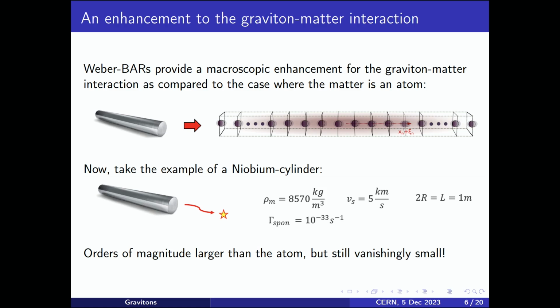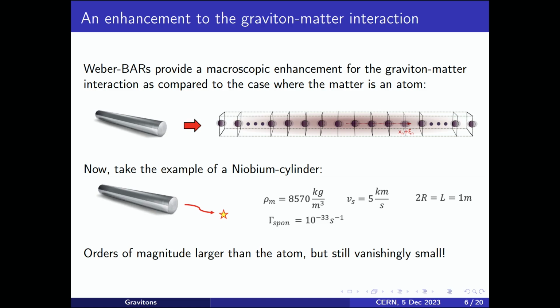The reason this is possible with Weber bars is that they provide a macroscopic enhancement for the interaction between gravitational waves and quantum matter, as compared to the case where the matter is an atom. I won't go into the details because it's in the paper and also studied to death in the literature. But basically the Weber bar's mass scales with the number of atoms that are vibrating in the Weber bar. And this provides an enhancement with the mass of the system, which enables the rate I was showing you before, about the interaction with the gravitational field vacuum, to be enhanced.